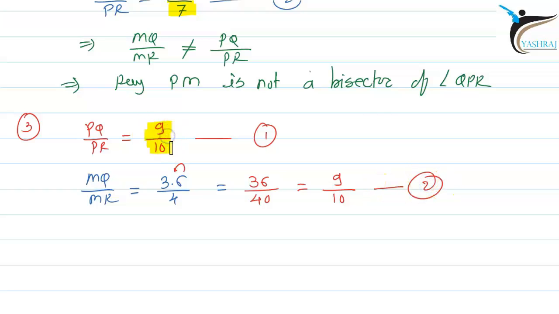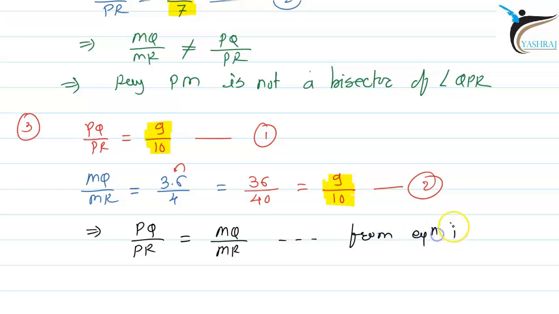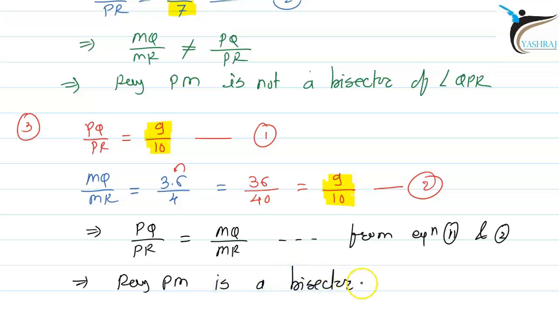Look at equations 1 and 2: the RHS are exactly the same, so we can write that the LHS are equal as per equations 1 and 2. PQ divided by PR equals MQ divided by MR. I would like to give the reason: from equations 1 and 2, since the ratios are equal, we can easily say that ray PM is a bisector of angle QPR. So here we have the first question.